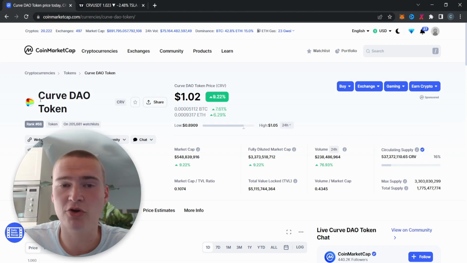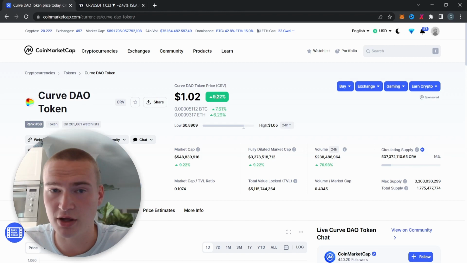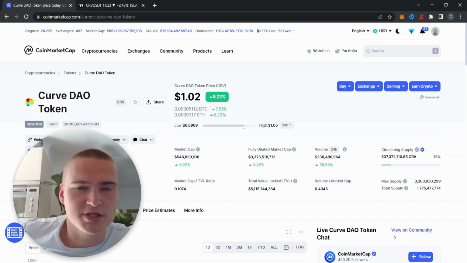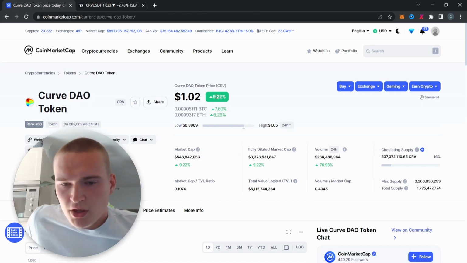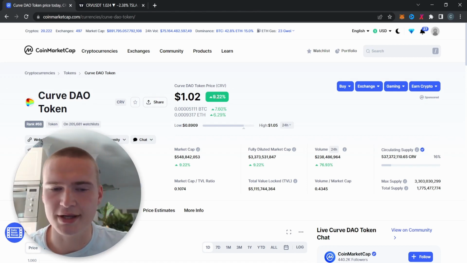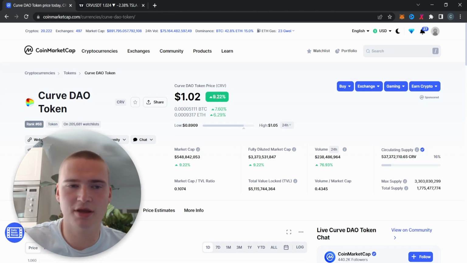And apart from that, Curve is one of the most used decentralized finance programs. It has more than $5 billion locked. Volume is always great, but that's also because CRV is being transacted quite a lot because of the nature of the platform. So at this point of time, the volume is at 240 million, which is almost half of the market cap, a little bit below that. But yeah, so I just wanted to cover it in today's video.